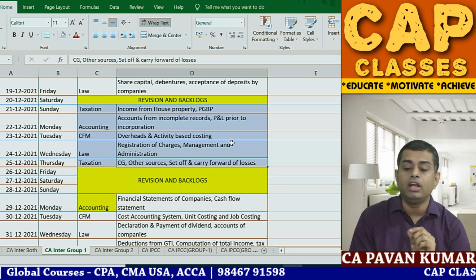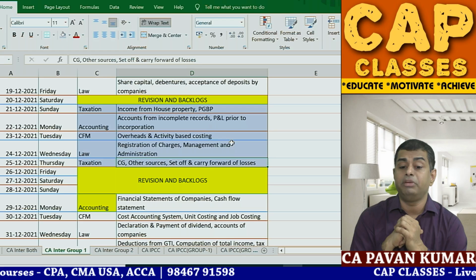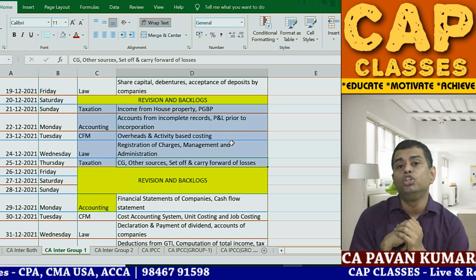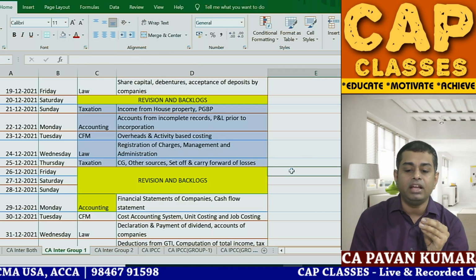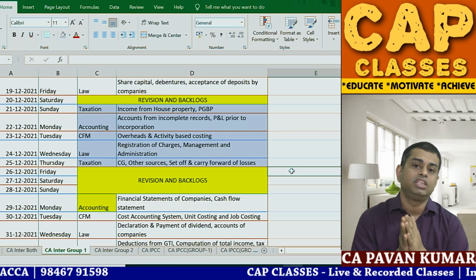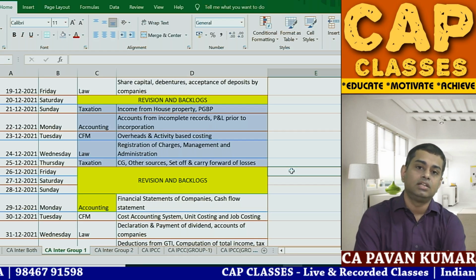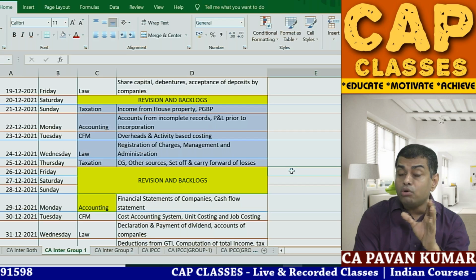If at all you feel like, Pavan sir, PGBP is such a big thing, Pavan sir, house property is also a big thing, and also I am doing both the groups, Pavan sir, how can I complete that? Beta, if you cannot complete, we have backlog reserve days. In that reserve day you can complete this, and on the reserve day you can relax also, and nothing wrong if you want to take one cheat day.